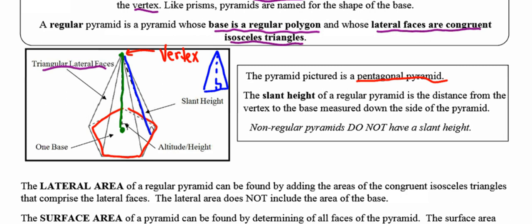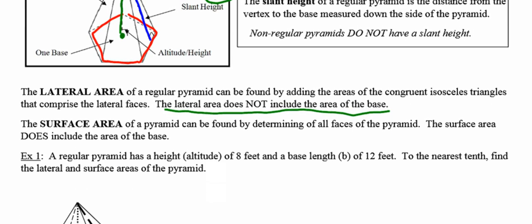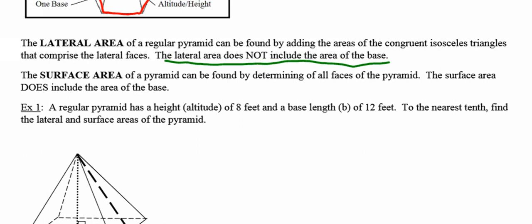In order to find the lateral area of a regular pyramid, we're going to find the areas of these individual isosceles triangles that make up the faces, and then add them together. Just like with the prism, the lateral area of a pyramid does not include the area of the base. The surface area can be found by adding all of the lateral areas from all the faces together with the area of the base. So again, just like the prism, lateral area does not include the area of a base, but surface area does include the area of a base.